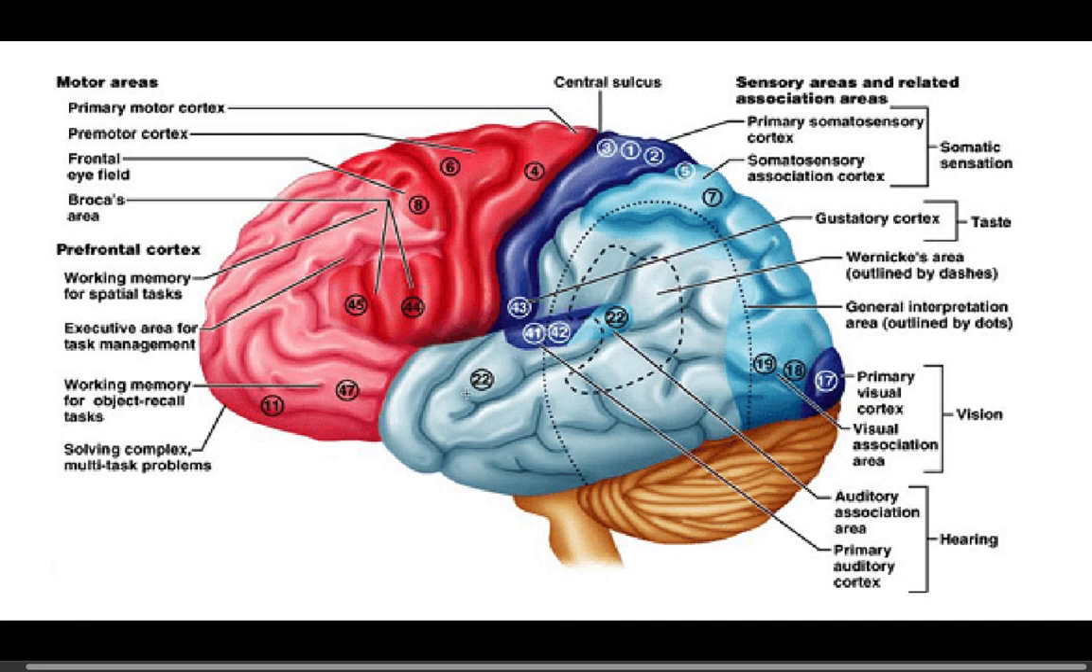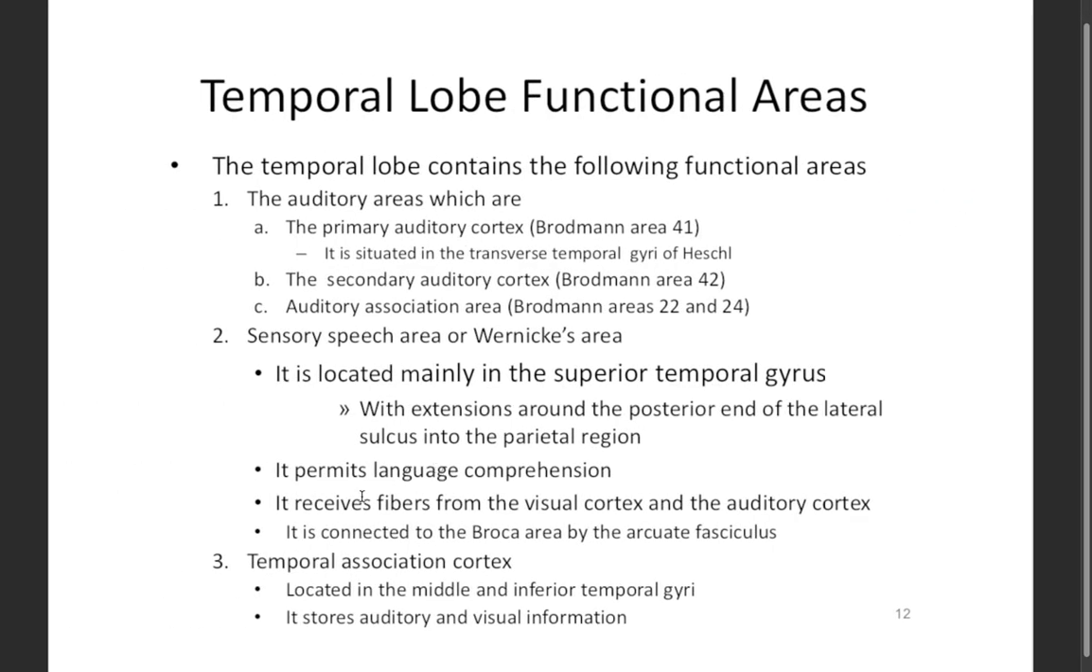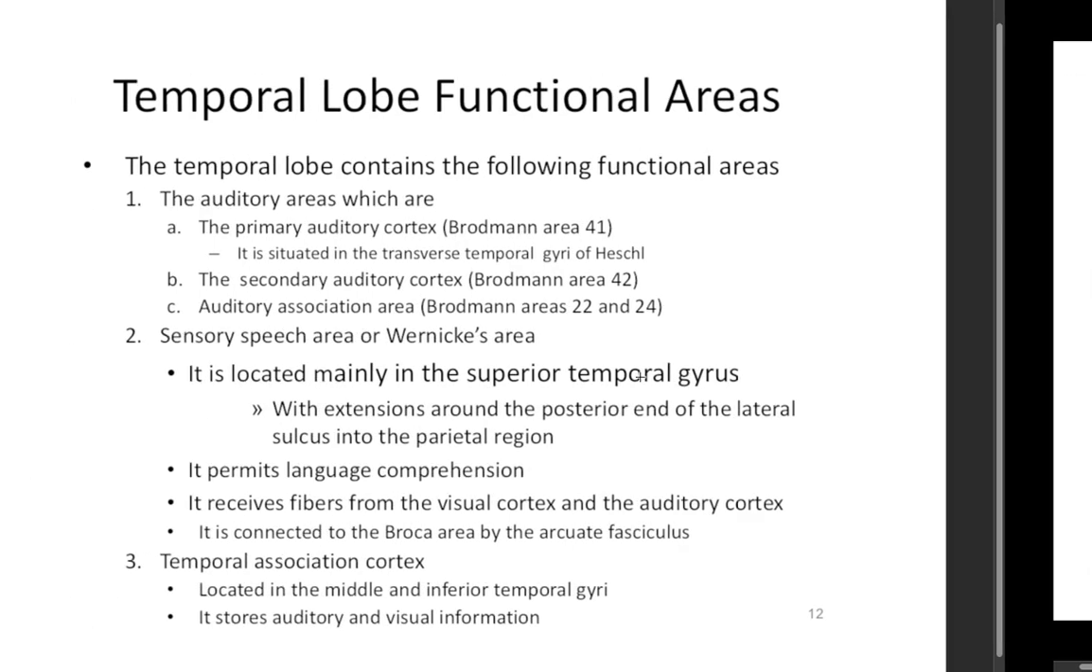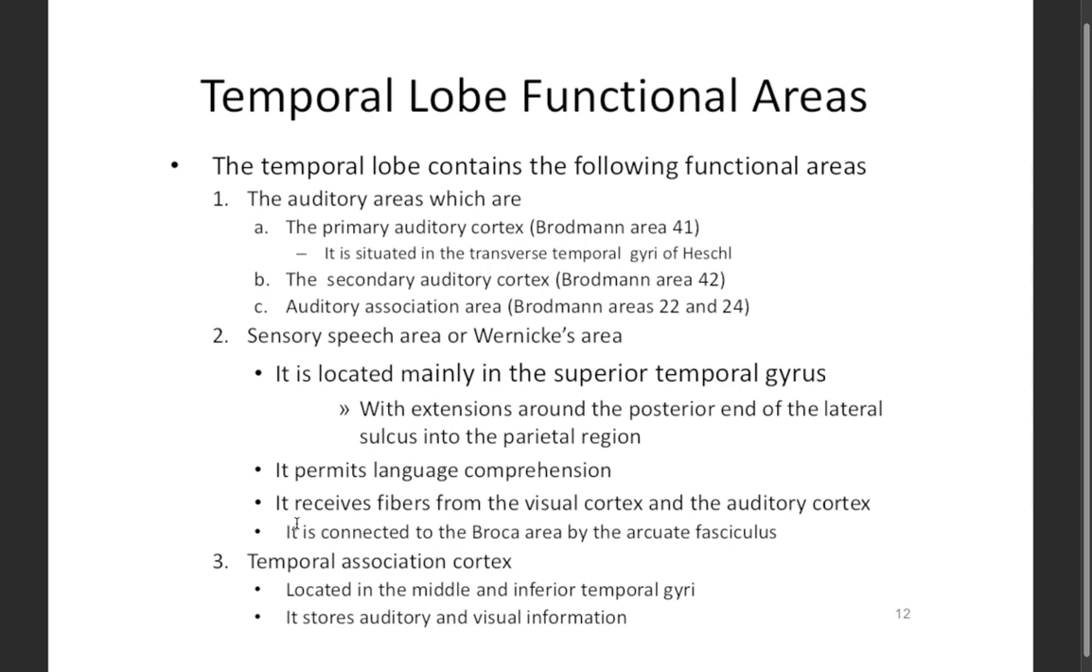This is the superior temporal gyrus that contains the speech area, and the speech area will receive fibers from the visual cortex and the auditory cortex. So the auditory cortex is above it and the visual cortex is behind it, from here. And a final piece of information about it is that it is connected to the Broca area by the arcuate fasciculus. Remember the arcuate, we talked about columnar or vertical columns in the sixth layer of the cerebral cortex. We said that I have association fibers within the same hemisphere.